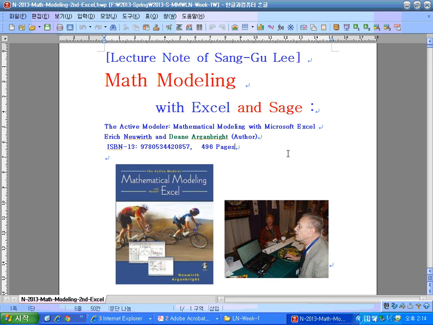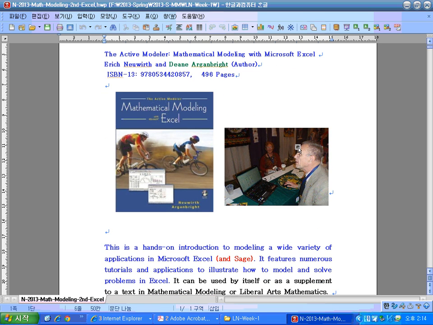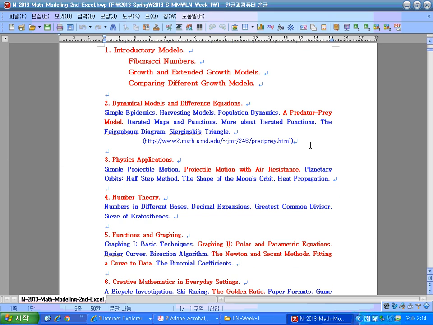Okay, we have covered the first part of chapter 1, which is on the basic Fibonacci sequence. So today we're going to continue the same model in a general form.